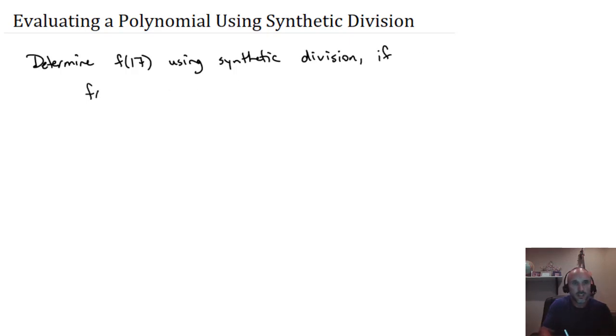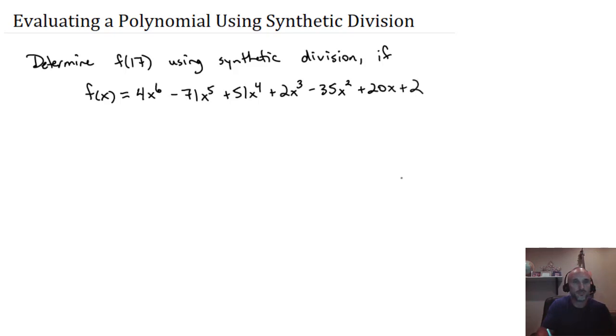If f of x, the function f of x, equals 4x to the 6th minus 71x to the 5th plus 51x to the 4th plus 2x to the 3rd minus 35x squared plus 20x plus 2. Okay? Now, I'm gonna say this up front. If you're told to use synthetic division, use synthetic division. But f of 17 just means plug 17 in for x, okay?